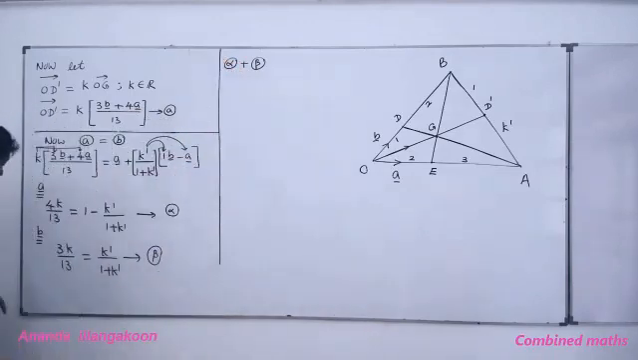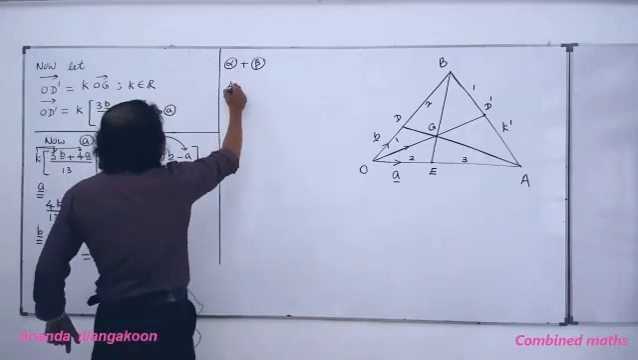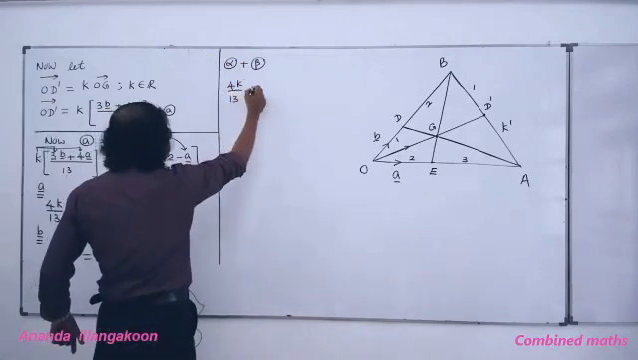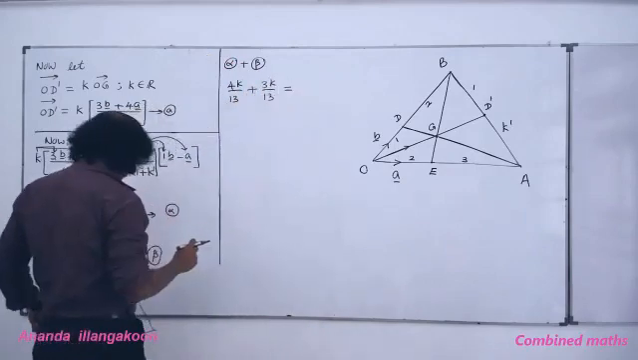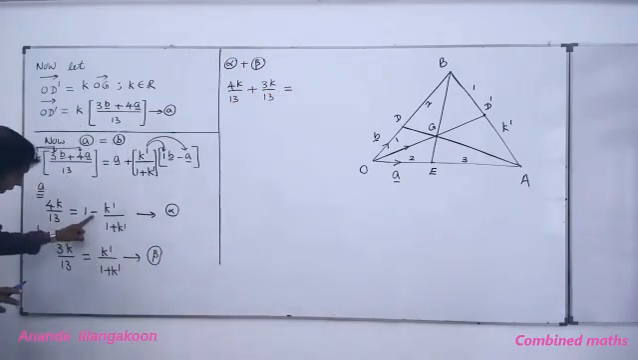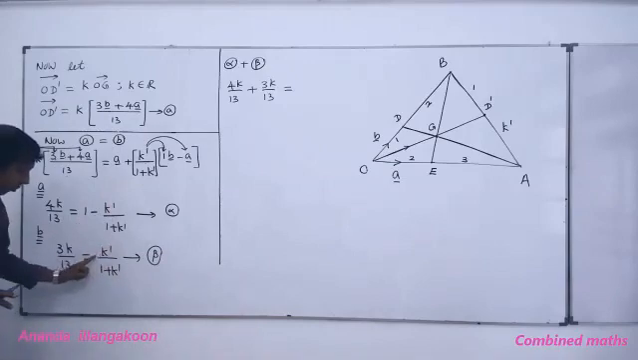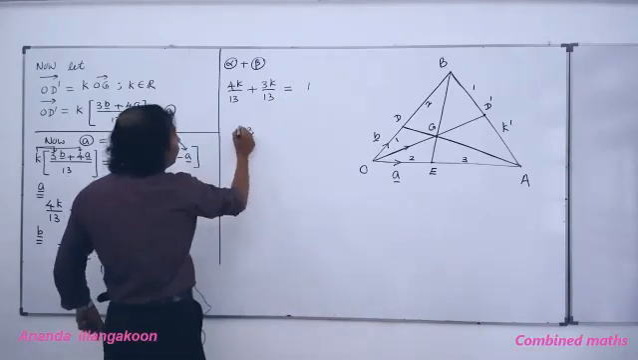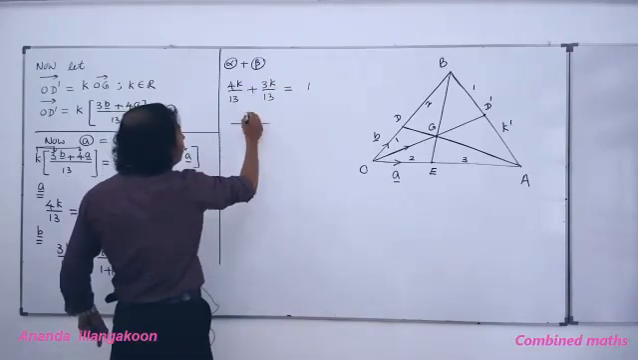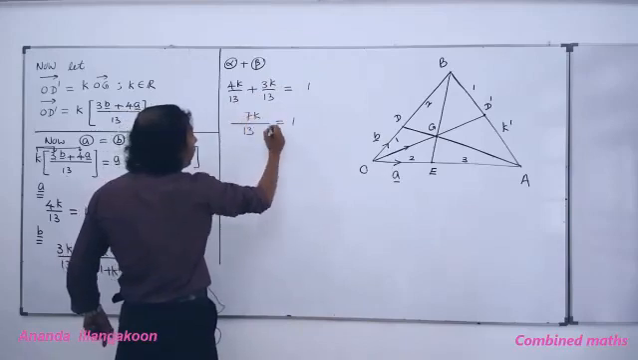When you add this alpha and beta, on the left-hand side you have to add together 4K by 13 plus 3K by 13 is equal to... because on the right-hand side, minus K dash upon 1 plus K dash will cancel off with this plus K dash upon 1 plus K dash, giving 1. Then here the common divisor is 13, 4K plus 3K is 7K equals 1.